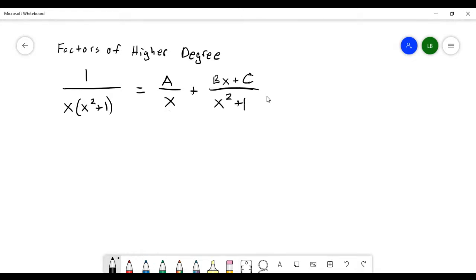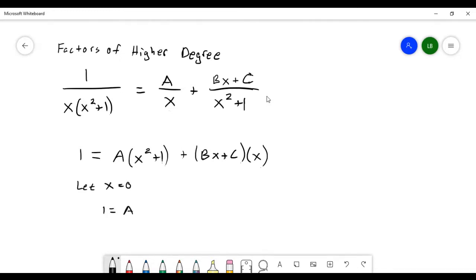So if we went ahead and solved this out, the numerator on the left is 1. So that should be equal to a times x squared plus 1 plus bx plus c times x. And then, again, we can just plug in values for x. We'll start by letting x equal to 0. Then 1 is equal to a plus 0 times bx plus c. So a is equal to 1.